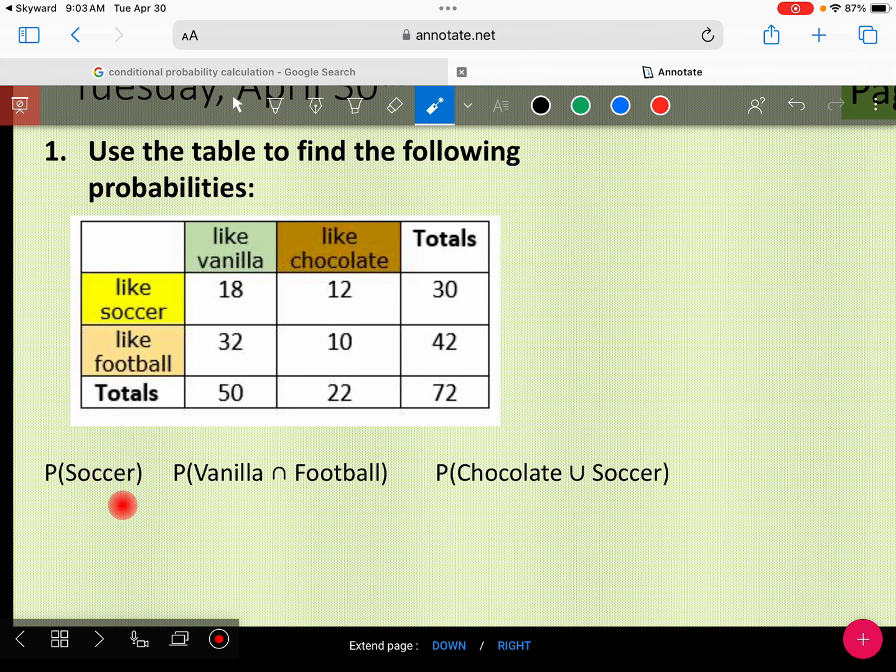So for this first one, this means the probability that they said they like soccer. How many people said they like soccer? All together, how many people said they like soccer? 30 people. And 30 would be out of how many people they talked to all together? 72.